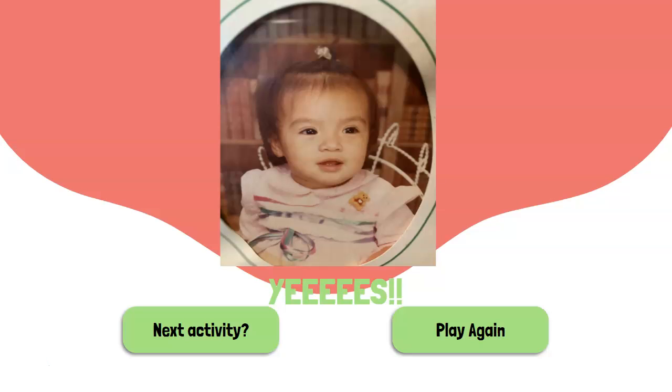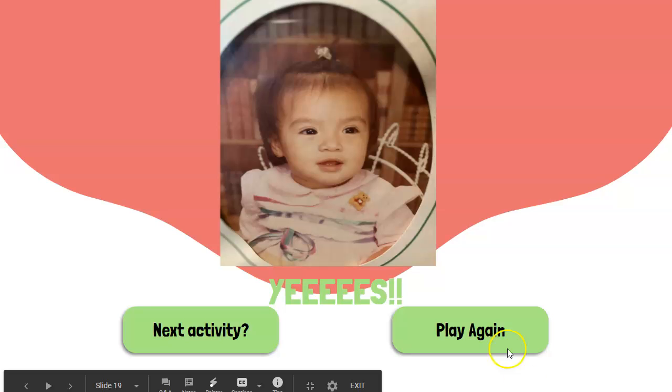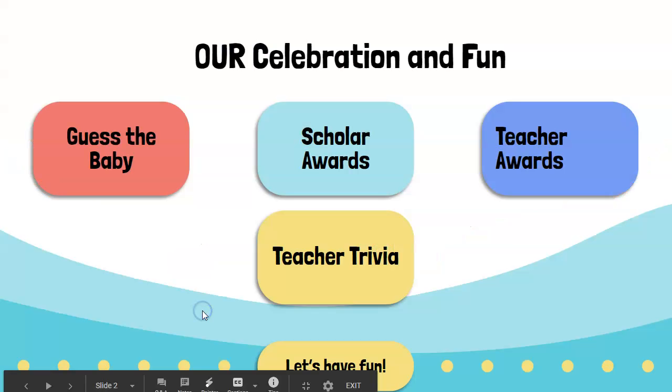The next thing we're going to do is the bottom thing. You can click to go on to the next slide, which should take you to the Scholar Awards. If it doesn't, just click at the very top, and I'll show you that in a second. After we finish, you can either play this game again, and it'll go back to Mr. Zane's photo, or you can click on Next Activity, and it'll take you to the Celebration and Fun agenda page, and then we're going to click on Scholar Awards.